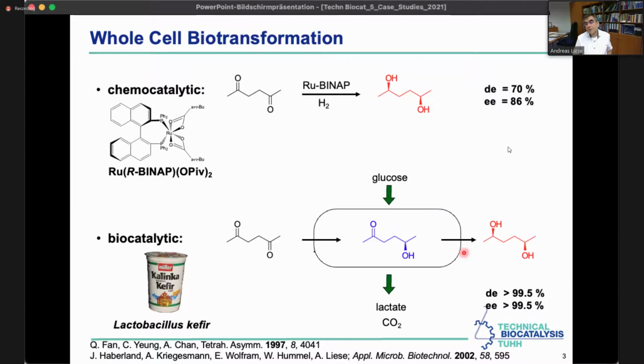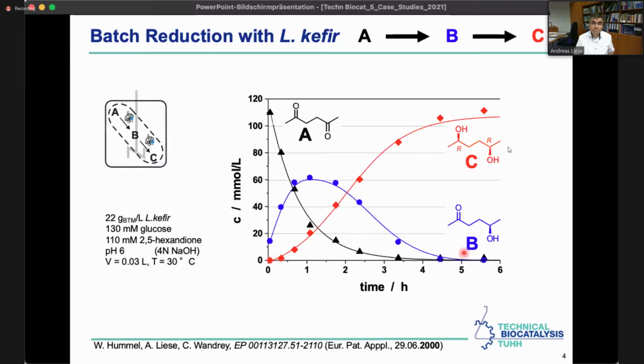Yeah, and side products are lactate. Okay, let's run this batch.